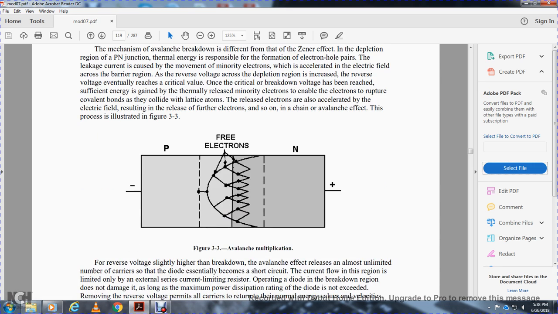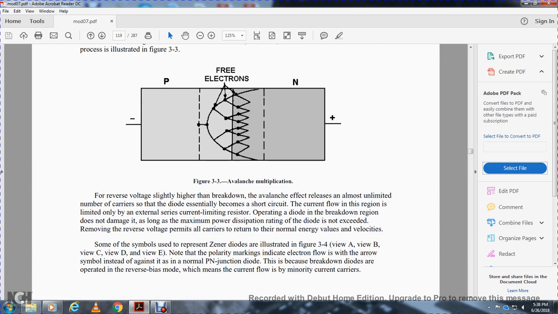Figure 3.3 shows the avalanche multiplication of free electrons. For a reverse voltage slightly higher than breakdown, the avalanche effect releases an almost unlimited number of carriers, and the diode essentially becomes a short circuit, with current flow limited only by the external current limiting resistor. Operating the diode in the breakdown region does not damage it as long as the maximum power dissipation rating of the diode is not exceeded. Removing the reverse voltage permits all carriers to return to their normal energy value and velocity.